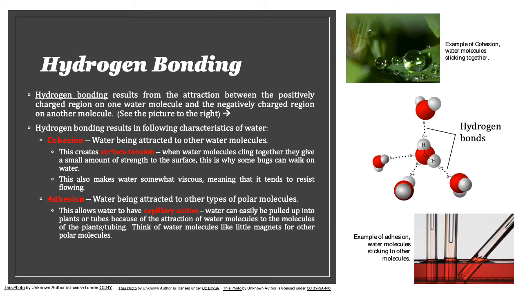As a result of this, we have two things that we're going to talk about: cohesion and adhesion. Cohesion is where water molecules have an attraction for one another. So this is where water molecules tend to clump together. If you look at this little picture up here with the leaf with the water droplet on it, the reason that water droplet is balling up is because all the water molecules are trying to stick together, and that's the easiest shape for them to form when that's happening.